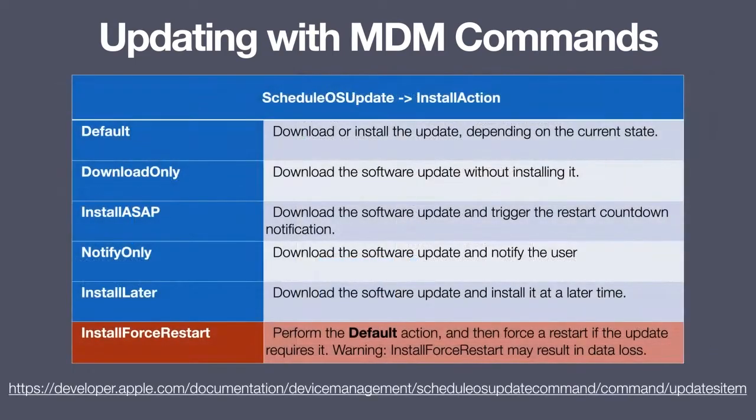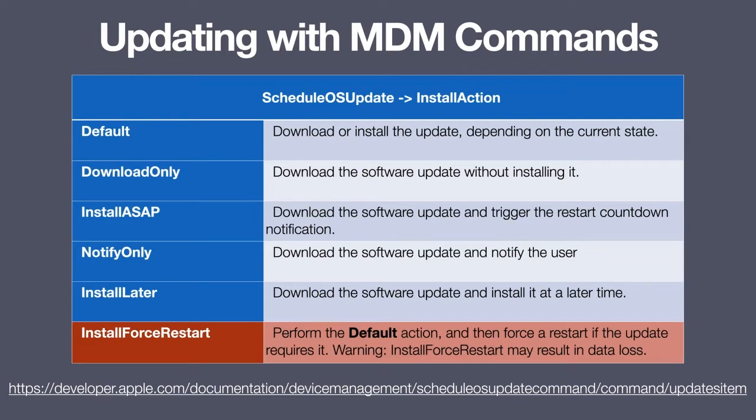So looking at the Schedule OS Update command in more detail, it has quite a few options. For each of the updates that it's going to list, the MDM server gets to specify an install action. And you can see that there are quite a few things it can do. There's also a warning in Apple's documentation for the last option, install force restart, that says it may result in data loss, because that's essentially telling the Mac to reboot straight away, irrespective of what your user may be up to. It's up to your MDM vendor to implement as much or as little of this as they choose.